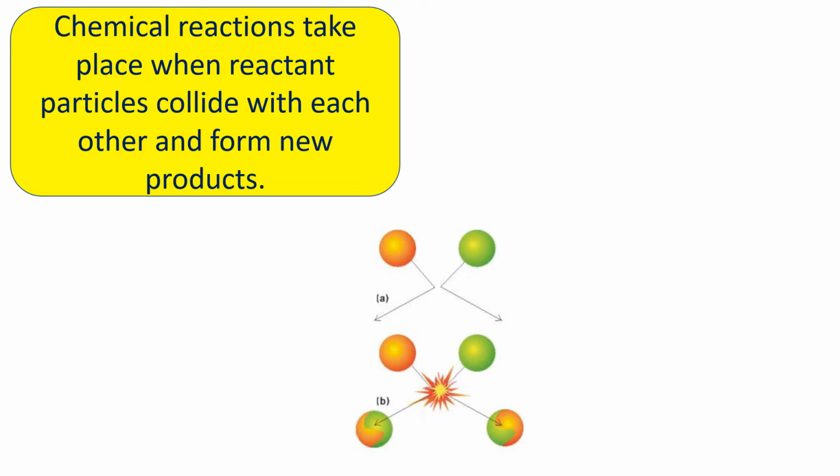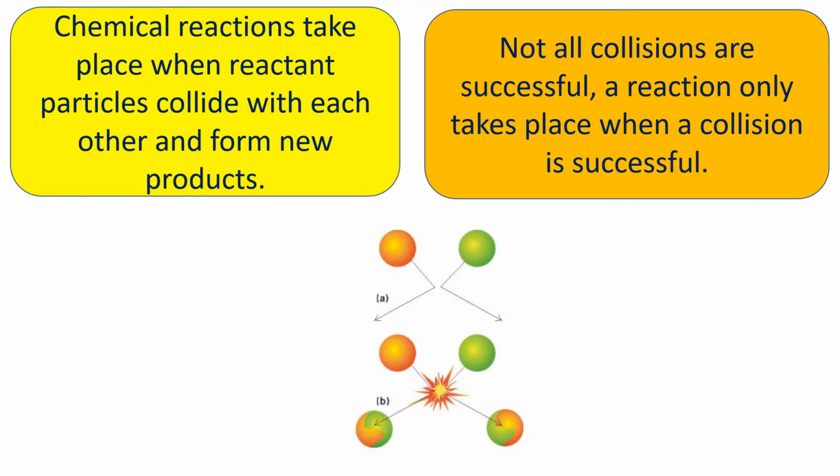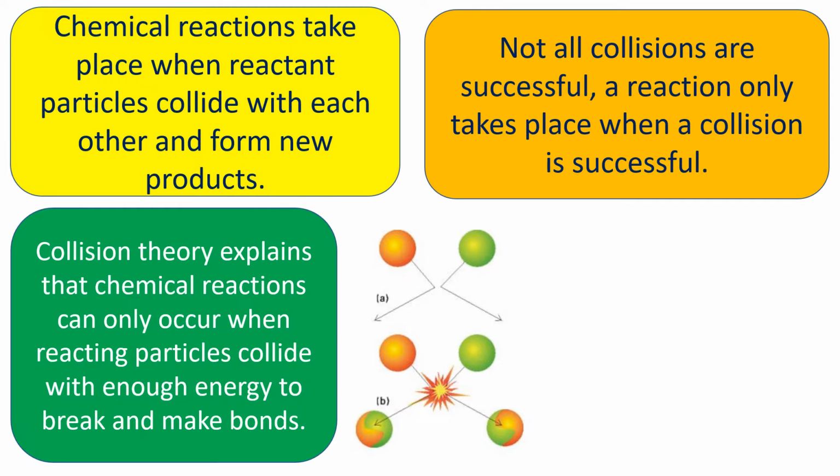So they're going to be wandering around. We know particles move and they're going to move around and collide with each other to form something new. Now, not all collisions are successful. And if we want a reaction to take place, then we have to have a successful collision. So what makes a successful collision?